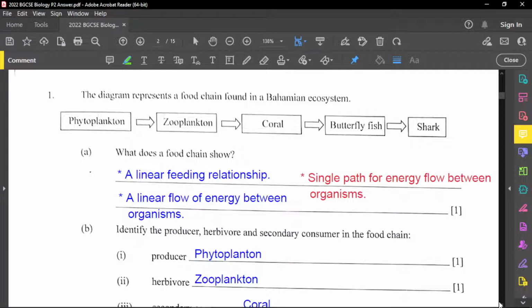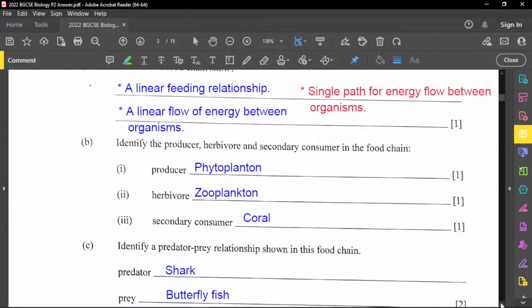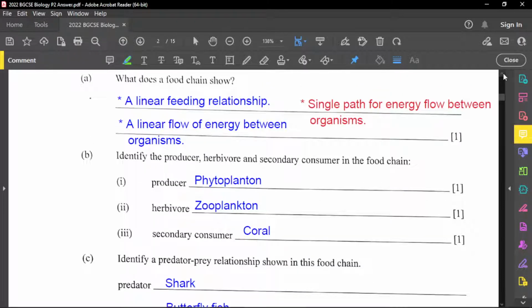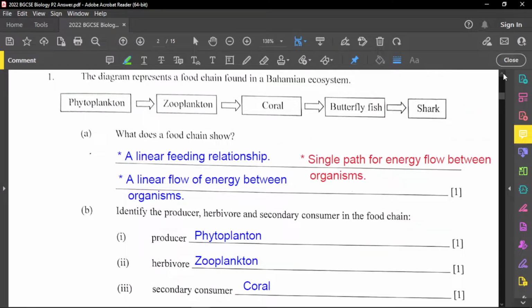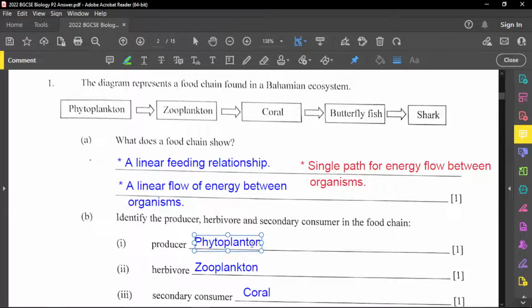Now for part B of this question, it states to identify the producer, herbivore, and secondary consumer in the food chain. If you go back to the food chain, the producer is the first organism, and so here we have the phytoplankton as the producer. The herbivore is the zooplankton, and the secondary consumer is the coral. Relatively easy question.